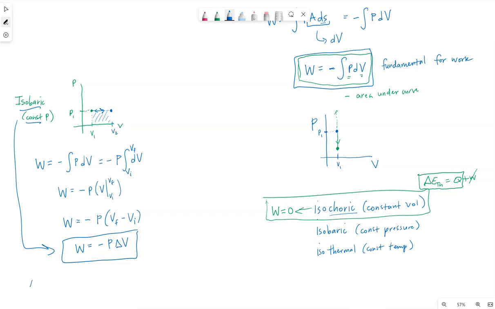If we want to carry this back to the first law of thermodynamics, if pressure is constant and Q is nCp delta T, work is minus P delta V, we can relate that back to the change in thermal energy.